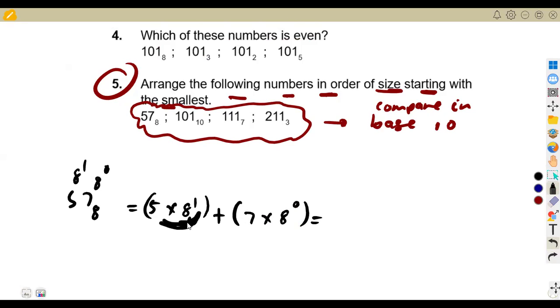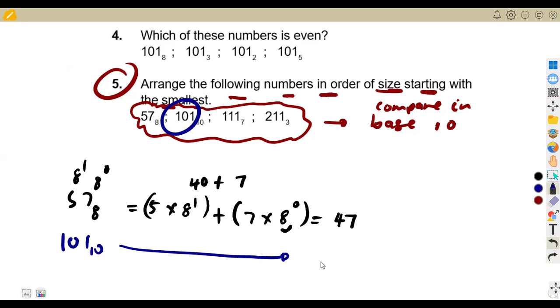8 to the power of 1 is 8, times 5, which is 40. Then 40 plus 1 times 7, which is 7. So this will be 47. All right, 101 base 10 is already in base 10. We have 101 there.